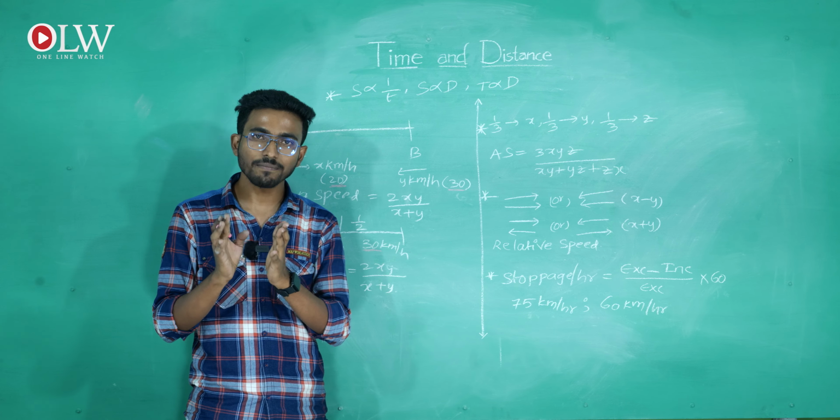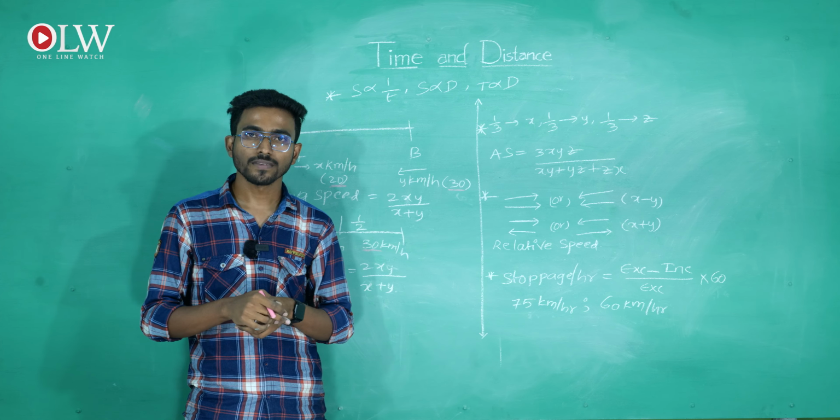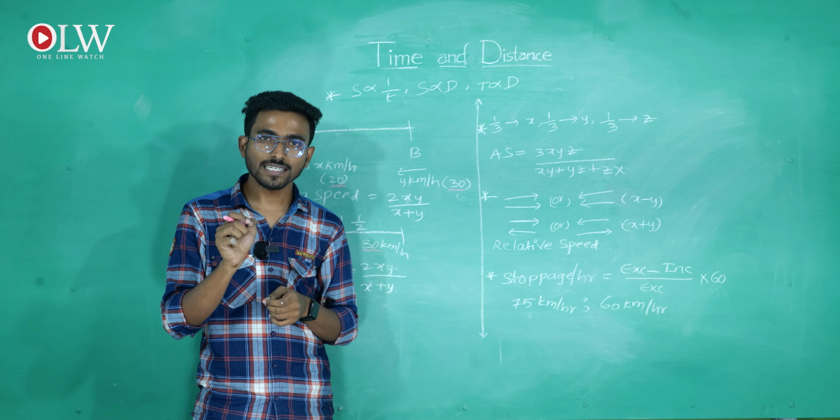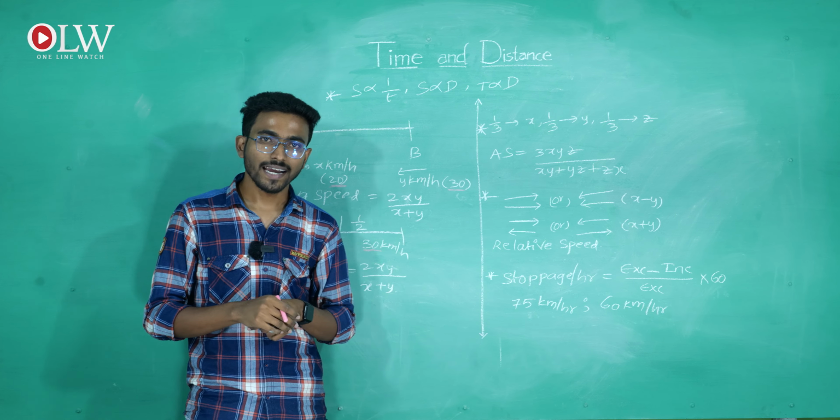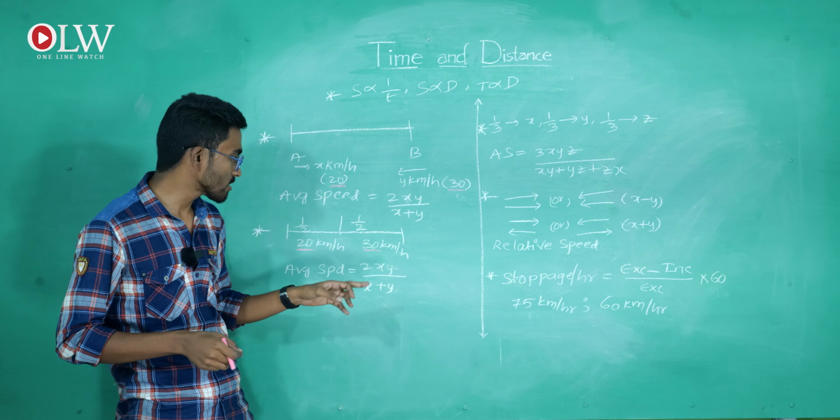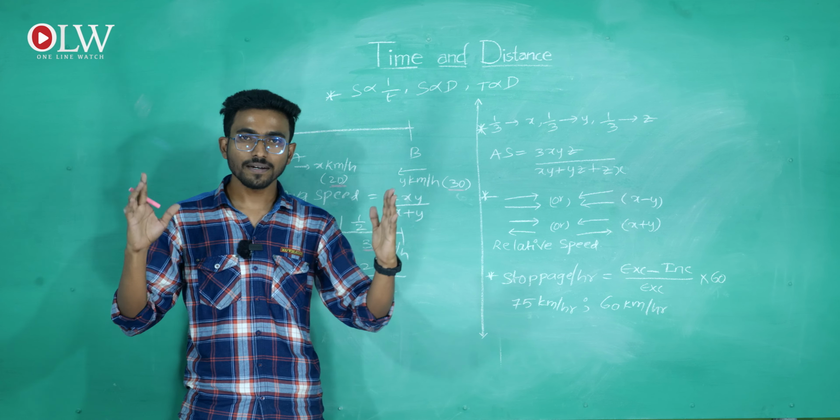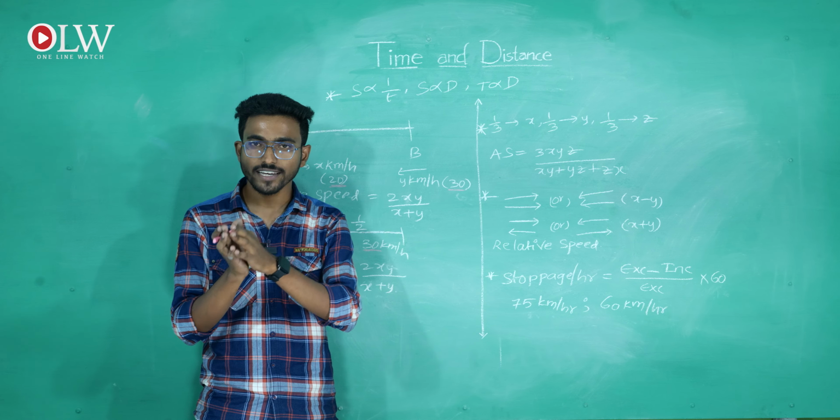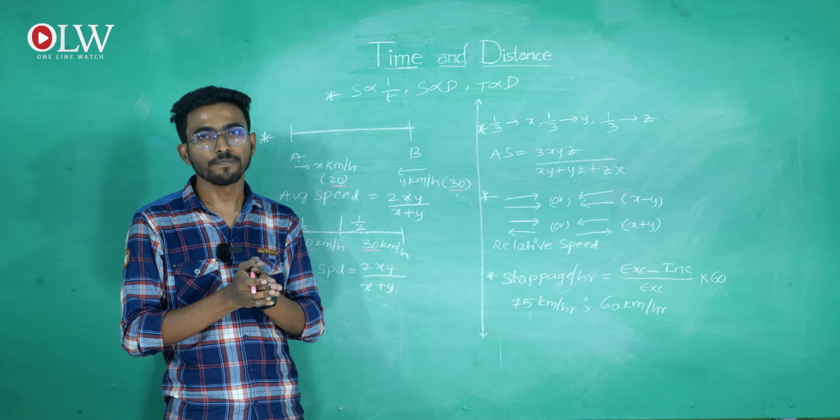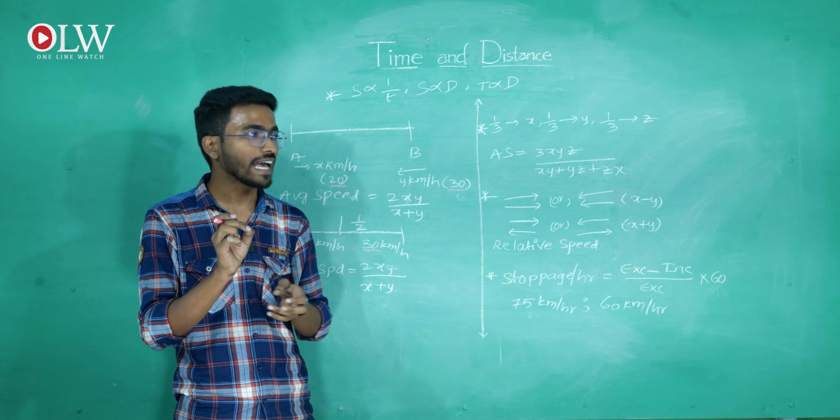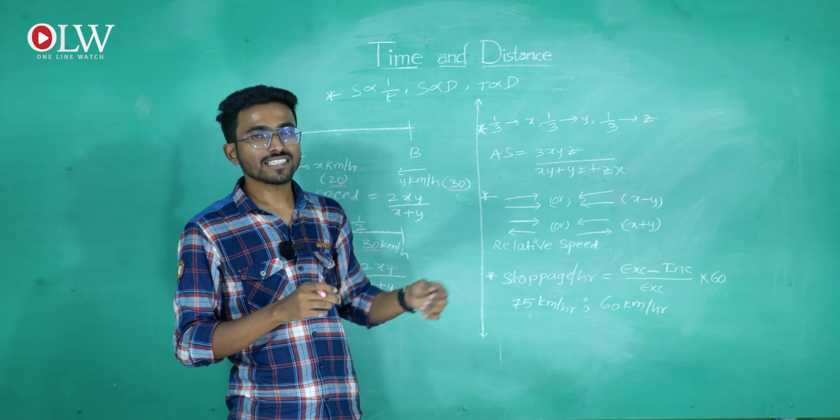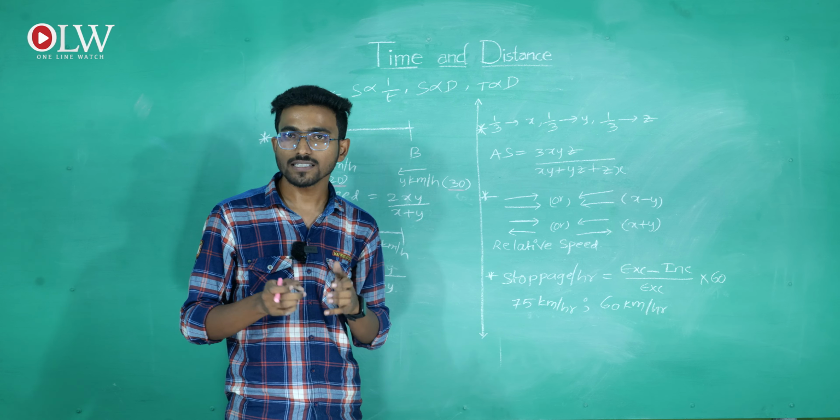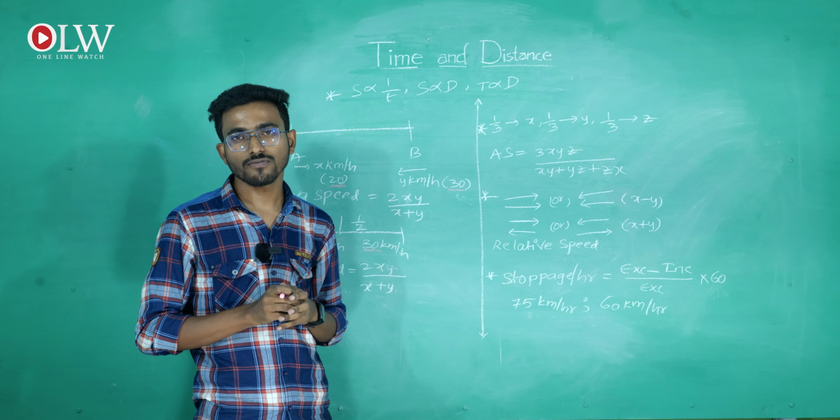That is called same distance with different speeds. If you have the same distance with two different speeds, your formula should be 2xy by x plus y. If the same distance with three different speeds, that means x kilometer per hour, y kilometer per hour and z kilometer per hour, at that time your formula should be average speed equal to 3xyz by xy plus yz plus zx. Okay, this is the basic formula.